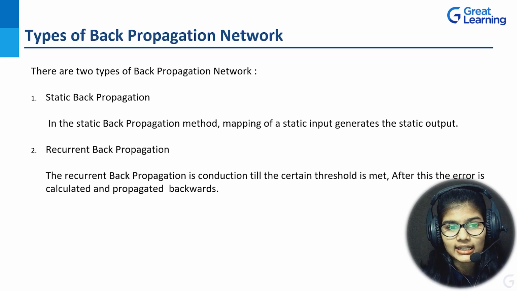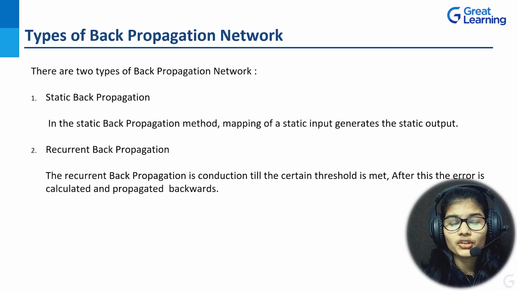So this is how the recurrent back propagation works. A certain threshold is met, a certain condition is met. You could say that in simple terms. If you want to say this certain threshold is met in simple terms, you could simply say till the certain condition is met. Okay. So after this, the error is calculated and it's propagated backwards.